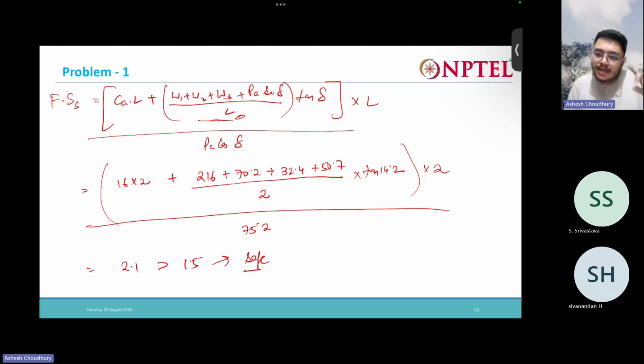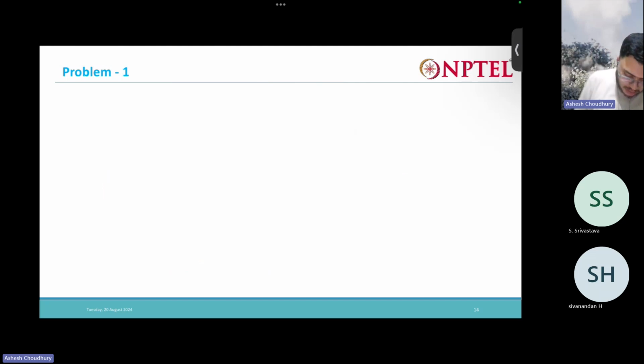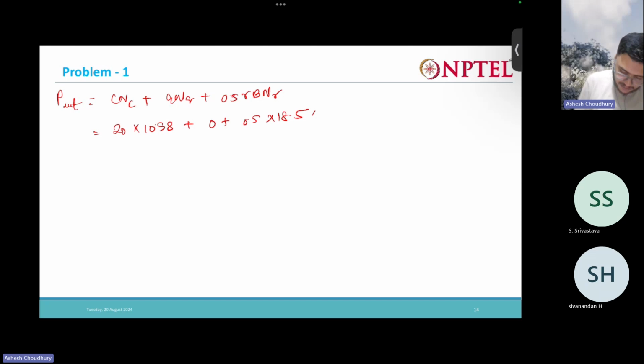That is the bearing, right? Bearing capacity check. So the P ultimate bearing capacity. Here I am writing the normal Terzaghi's formula, but whenever you are calculating, please use your IS code formula. Okay. 18.5 to 2.65.